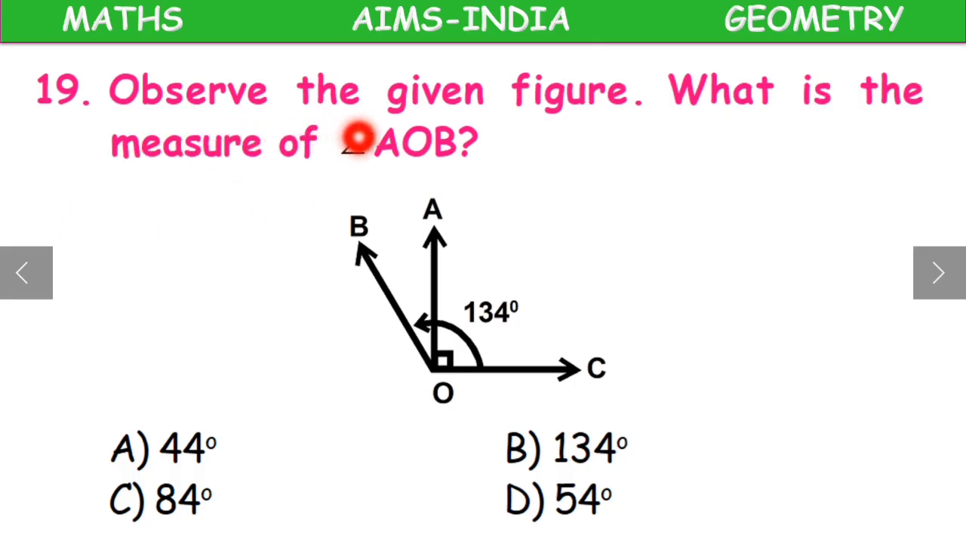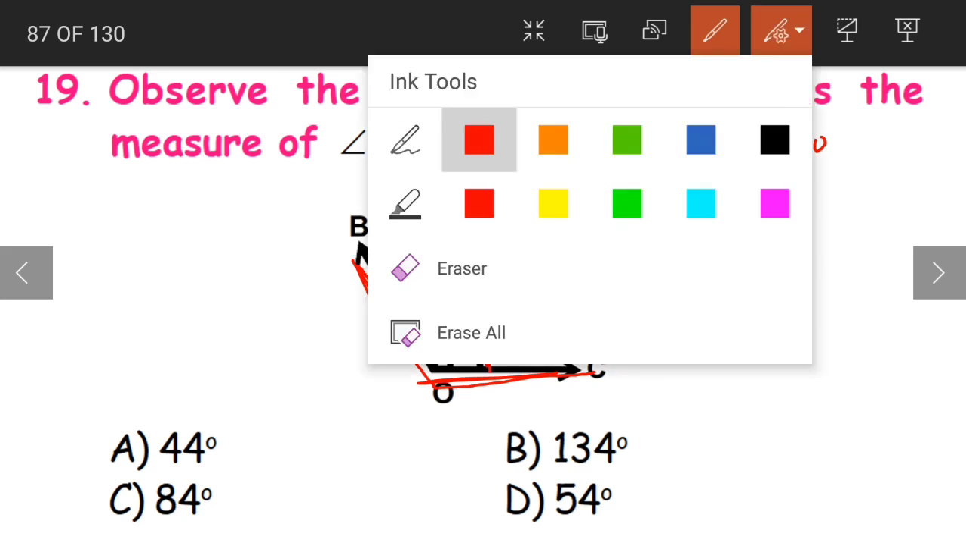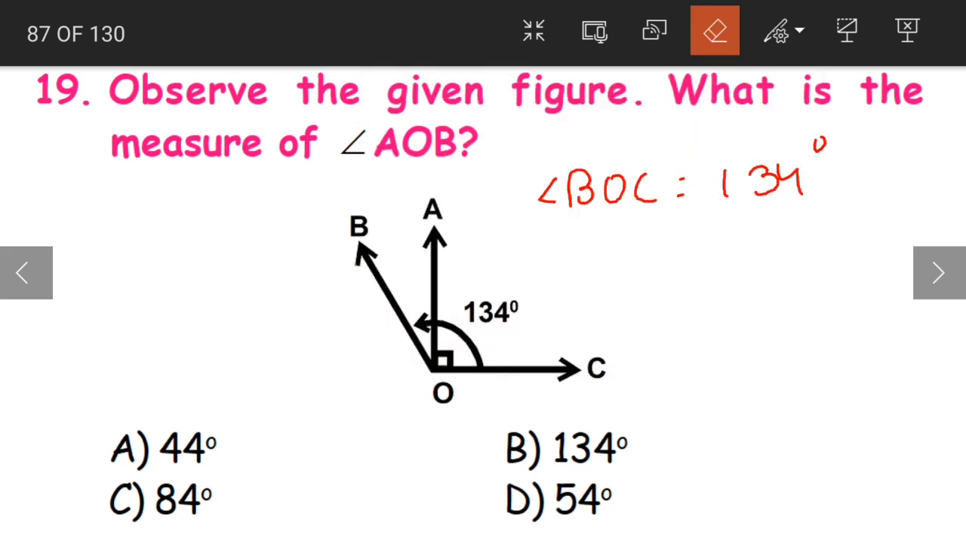Question 19. Observe the given figure. What is the measure of angle AOB? So what is given here, children? The complete angle BOC is equal to how much? 134 degrees. Yes, this is clear, right? The complete angle is equal to 134 degrees. Now this angle is made up of two parts. Again, it can be divided into two angles. This is angle 1 and this is angle 2.